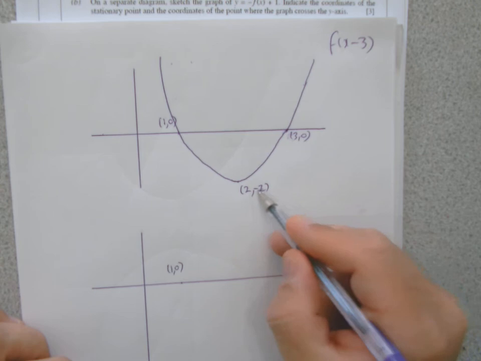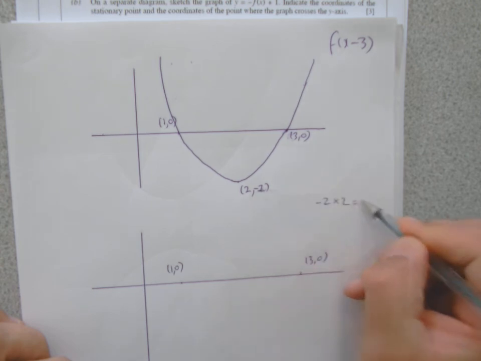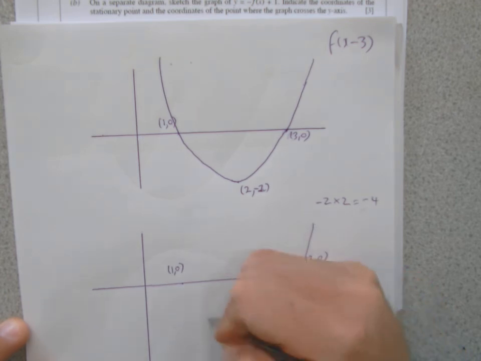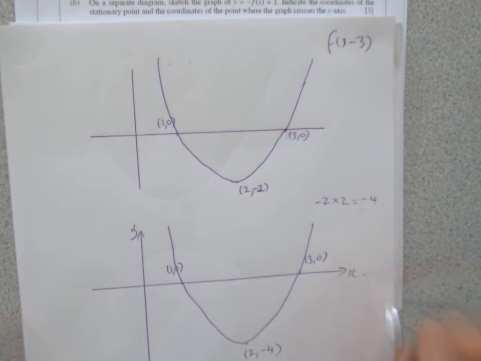This is what will change, because if you times this minus 2, the y value here, by 2, you end up having minus 4, so it'll stretch it, so you end up down here. But the x value stays the same. So label the axes, of course, don't forget to do that. And you're done. You've got all the coordinates in place.